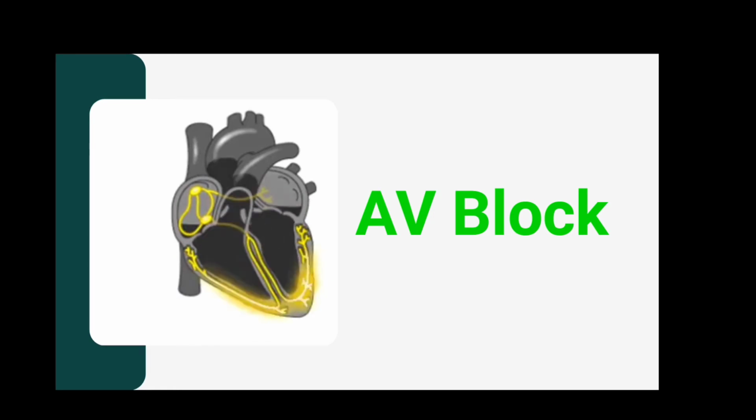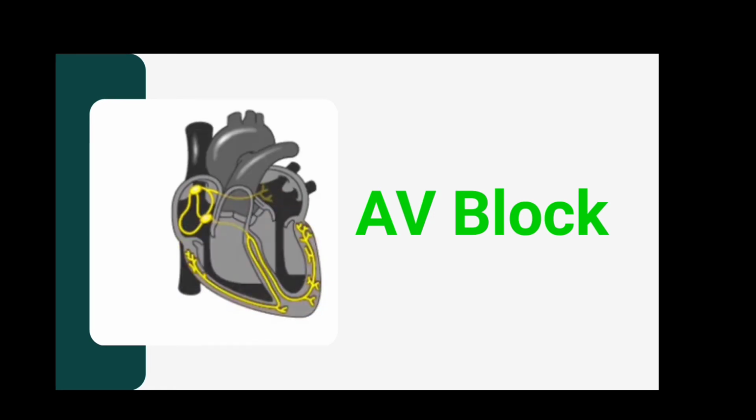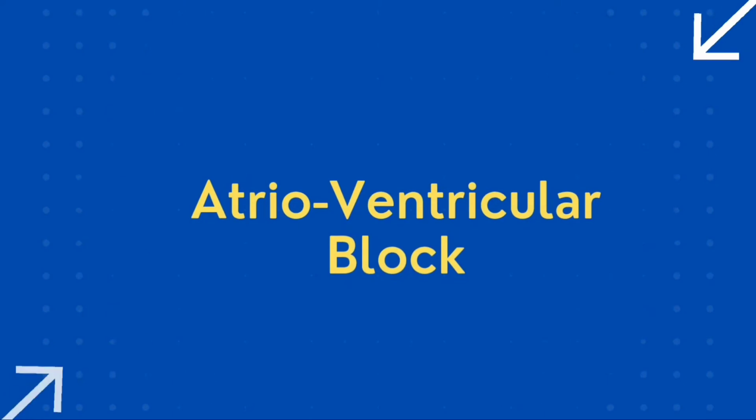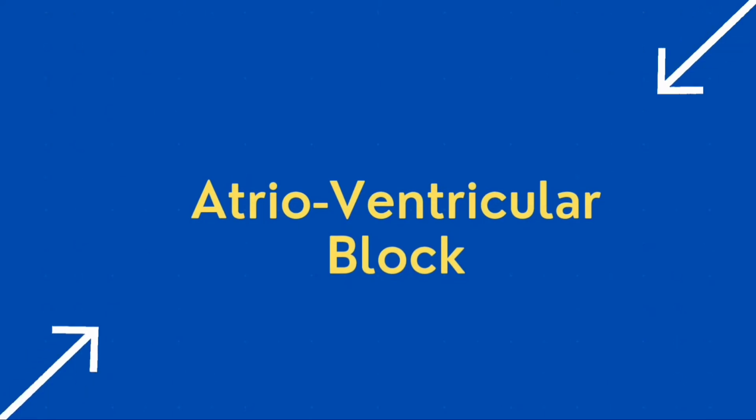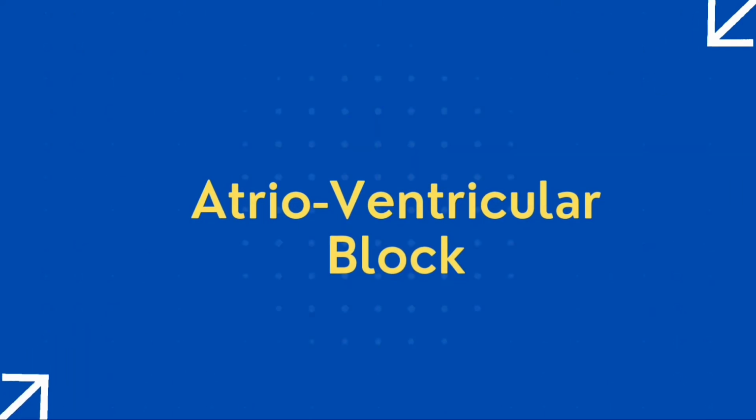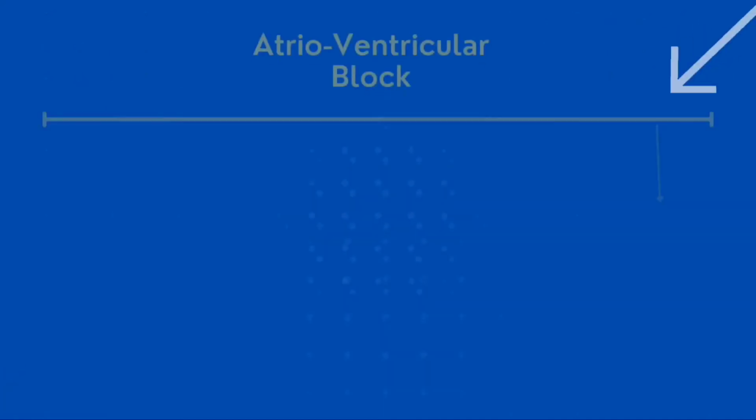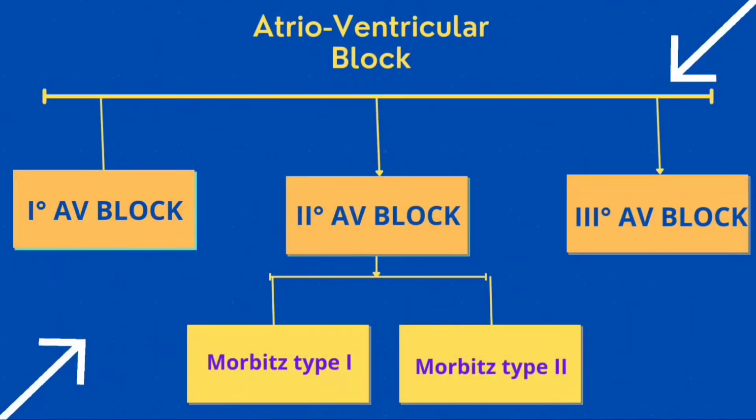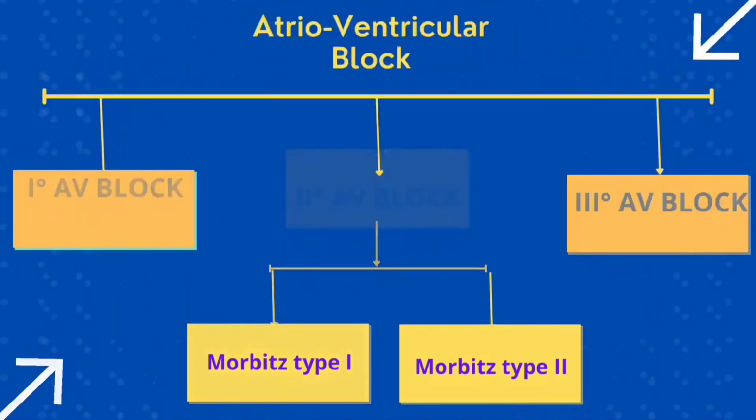AV block is abnormal conduction through the atrioventricular node due to delayed conduction in it. Depending on the duration and variability of the PR interval, atrioventricular blocks are named first-degree AV block, second-degree AV block, and third-degree AV block or complete heart block.